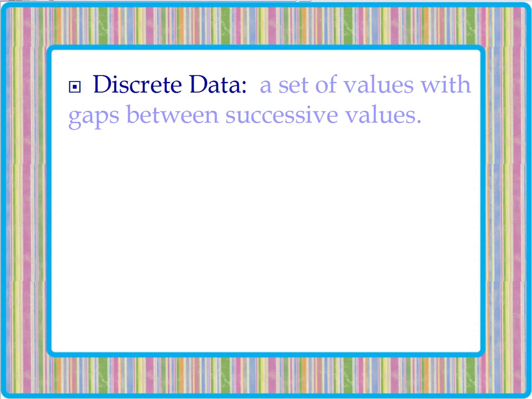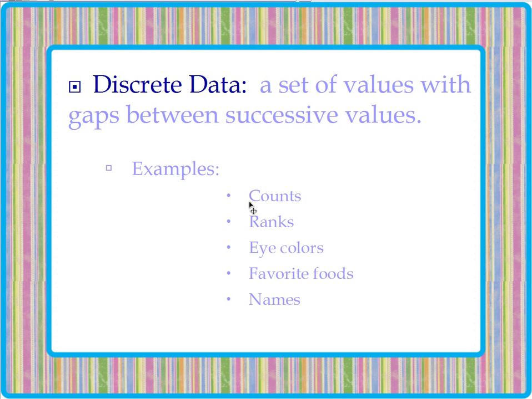You're not guaranteed to have any order to the numbers. Discrete data can also be things that are not numerical, like eye color. So here are some examples of discrete data: counts, ranks, eye colors, favorite foods and names. So things that can jump around or things that are not numerical.